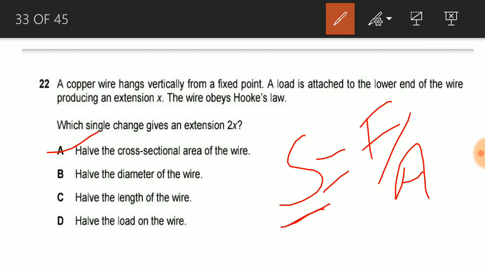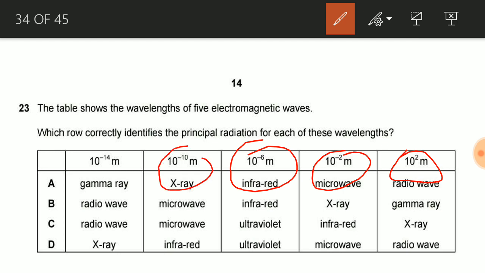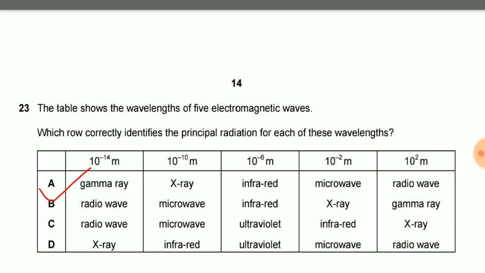Now let us move to question number 23. In this question, we need to remember the values of different wavelengths for the different radiations. This is the radio wave 10 to the power 2. This is microwave 10 to the power -2. This is infrared. In the order of 10 to the power 4, it is decreasing from radio wave to gamma wave. This is the correct answer. So option choice A is the correct answer. You need to remember these values. Radio wave 10 to the power 2, microwave 10 to the power -2, and so on.